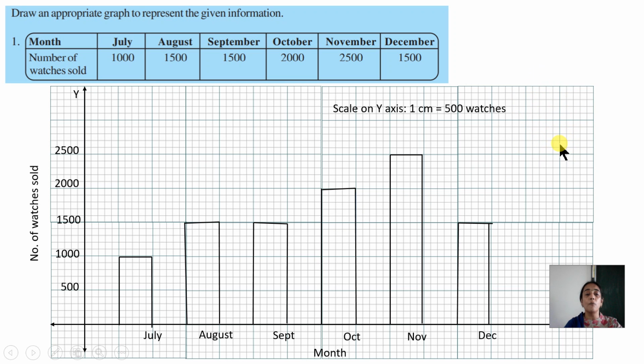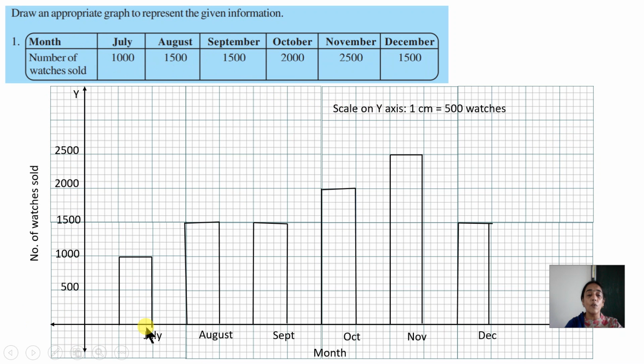First of all, we will always draw two axes, one is the x-axis and another is the y-axis. Now we will take the scale on the y-axis, because on the y-axis we will represent the numerical values, and the names of the months will be represented on the x-axis.